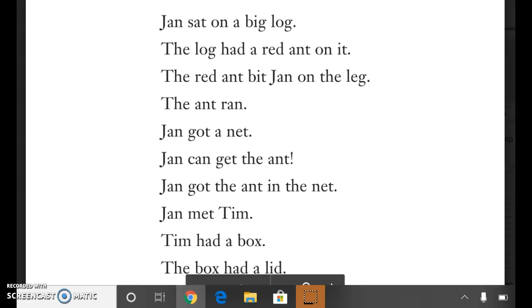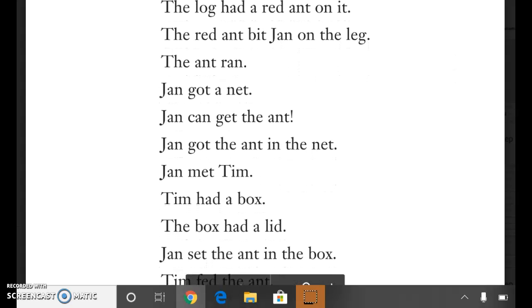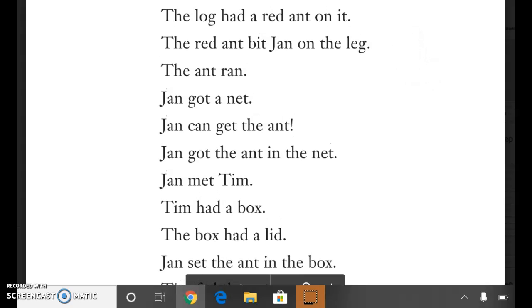So every story has a main character, and that character often has a problem. So let's read the next two sentences together to find out what Jan's problem is. The log had a red ant on it. The red ant bit Jan on the leg. So what is Jan's problem? She was bitten by a red ant.